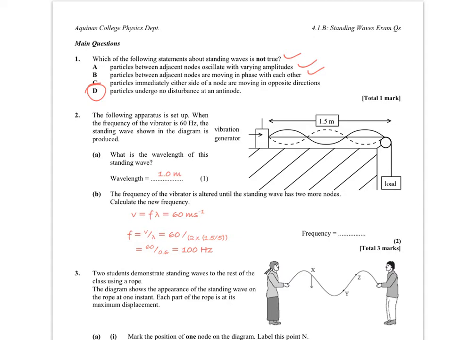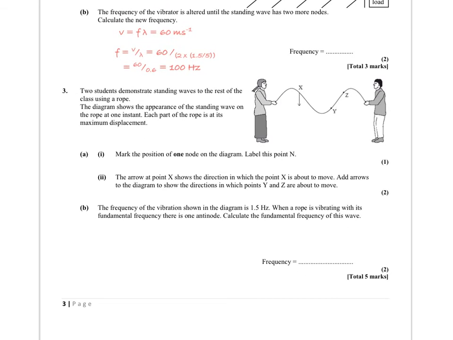For question 3, we've got 2 students demonstrating standing waves to the class using a rope or a slinky, and they've managed to get this so it's vibrating at 3 times the fundamental frequency. And we need to mark the position of nodes on our diagram. So if it's a vibrating string, we know that there has to be nodes at either end, so a node there and a node there, and then because it's the third harmonic, there must also be nodes between these antinodes, so a node there and a node there. So any of those positions works for you.